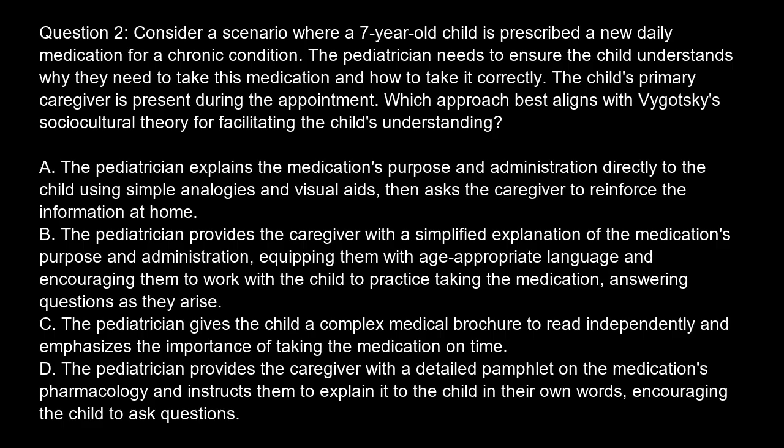Option B. The pediatrician provides the caregiver with a simplified explanation of the medication's purpose and administration, equipping them with age-appropriate language, and encouraging them to work with the child to practice taking the medication, answering questions as they arise. Option C. The pediatrician gives the child a complex medical brochure to read independently and emphasizes the importance of taking the medication on time. Option D. The pediatrician provides the caregiver with a detailed pamphlet on the medication's pharmacology and instructs them to explain it to the child in their own words, encouraging the child to ask questions.